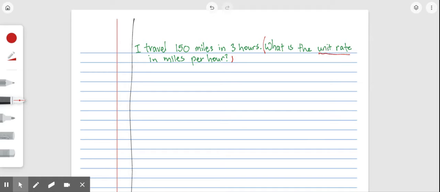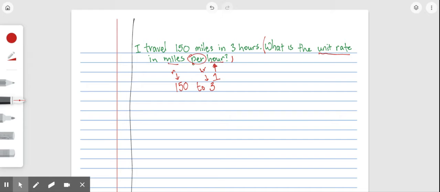So remember, unit rate means one of the numbers is going to become the number 1. But right here it tells me miles per hour, which means that an hour is going to be the one that becomes the number 1. Okay, because this word per tells me out of every, or for every, or each. Okay, which means 1, out of 1. So let's start by writing our initial ratio, which is 150 miles in 3 hours. So this is 150 to 3, okay? Where the first number is miles and the second number is hours, okay?